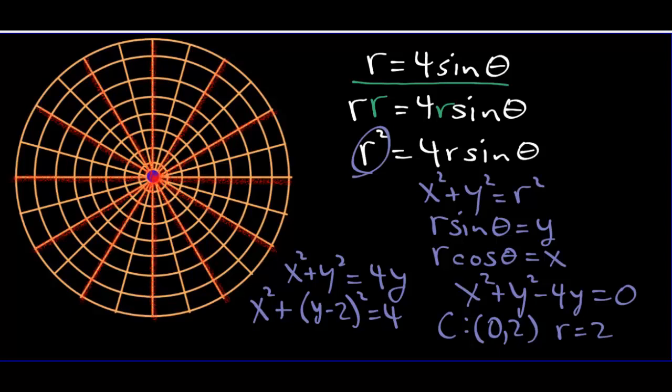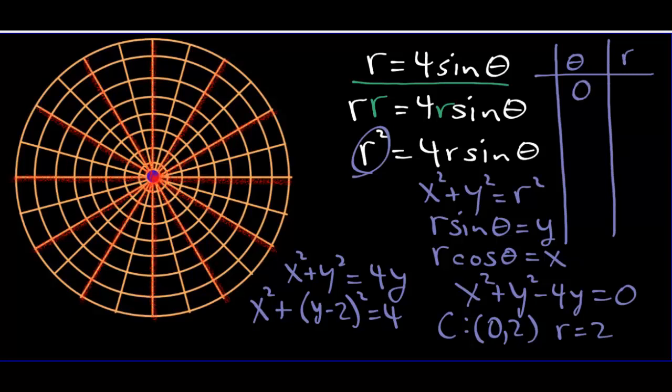Well, maybe we don't want to have to go through all that work every time. Maybe we would like to just recognize some basic shapes, like what r equals some constant times sine looks like. Well, we can plot a few points here. Let's plot some values for theta, and we will look at the corresponding values for r. If I put in a 0 for theta, sine of 0 is 0. So when the angle is 0, r is 0.